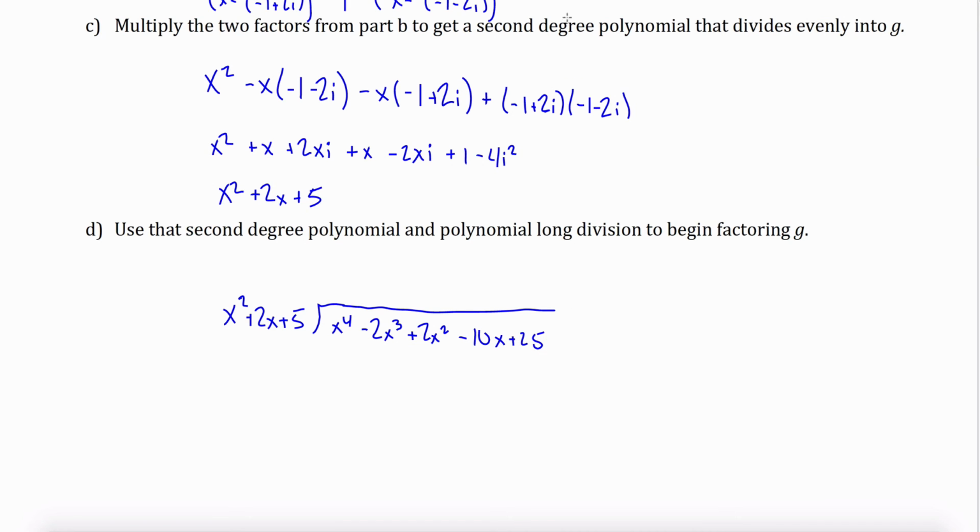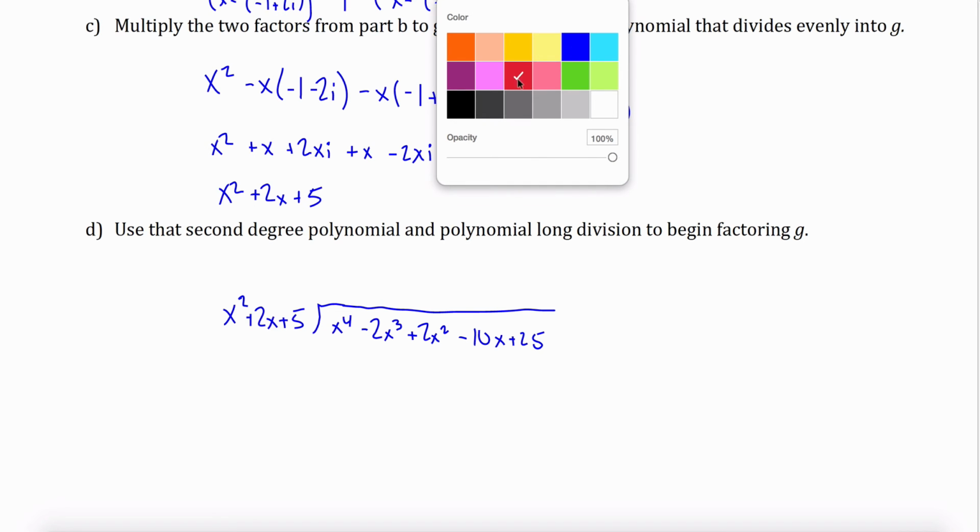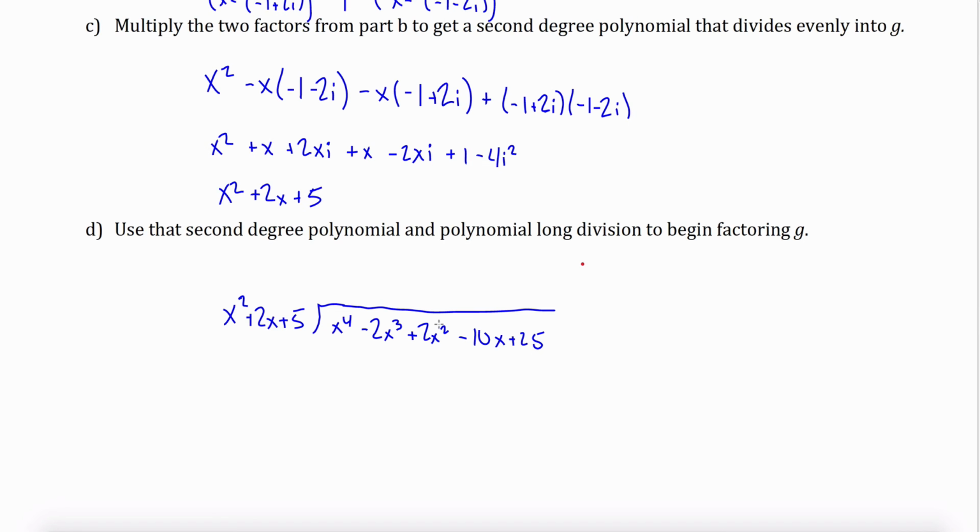And I can do polynomial long division. And when I do polynomial long division, I better end up with no remainder, because this is supposed to divide evenly into this, because it came from two factors that came from two roots of this polynomial.